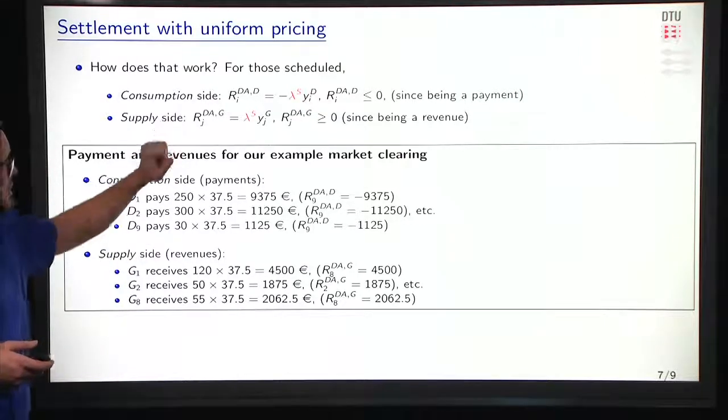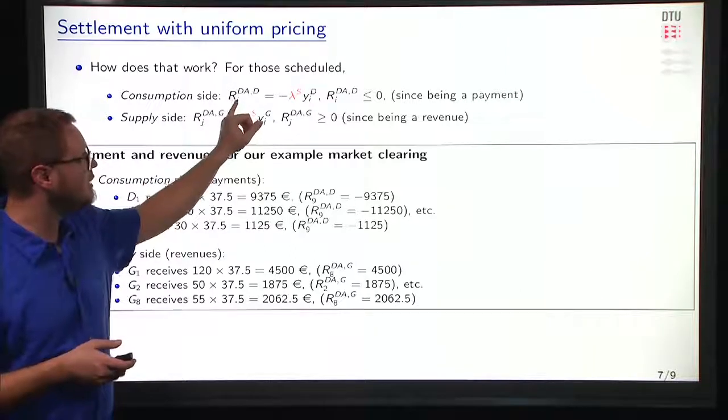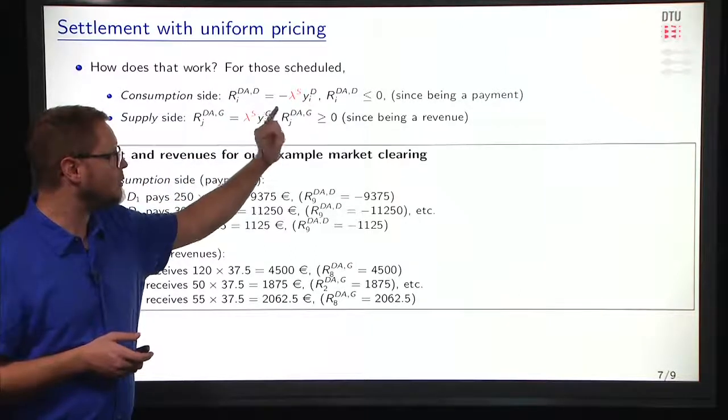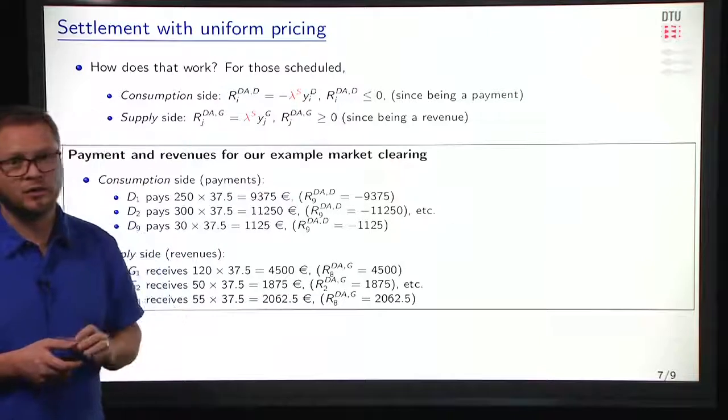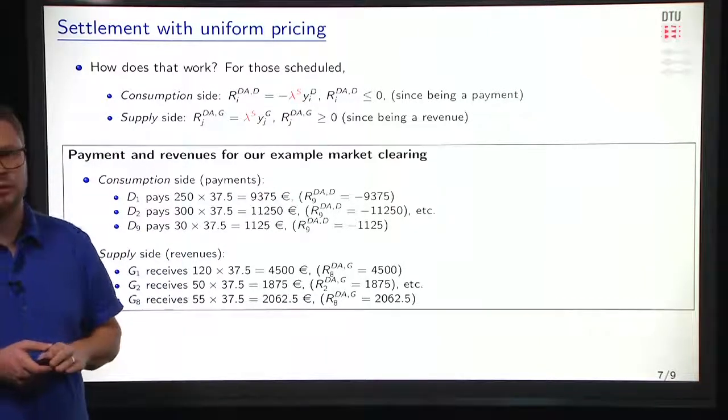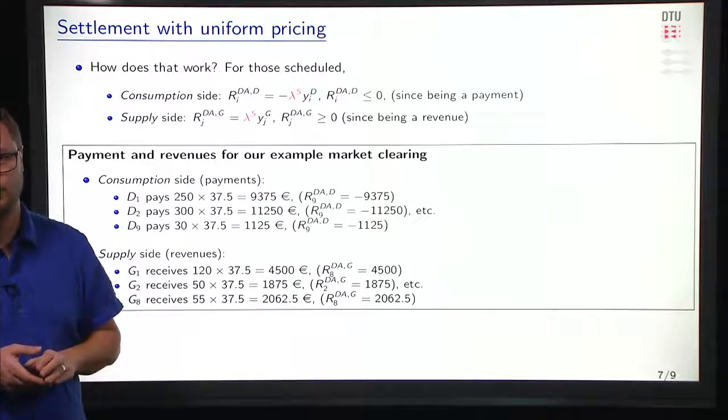So on the consumption side, your payment is going to be the market clearing price times the quantity scheduled for consumption. Again, it is negative since being a payment.